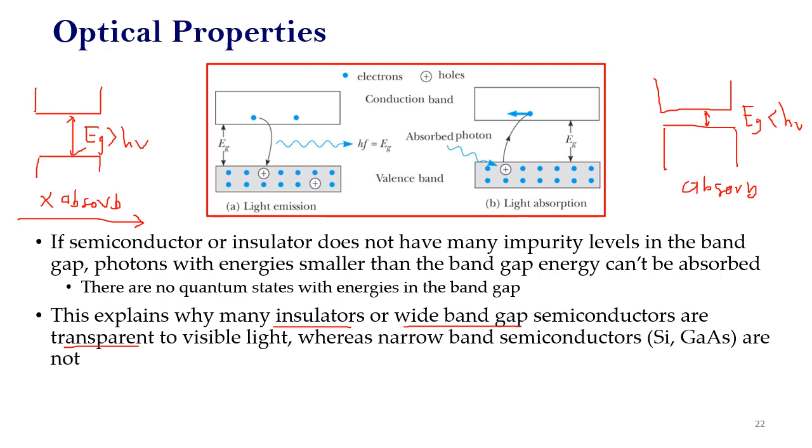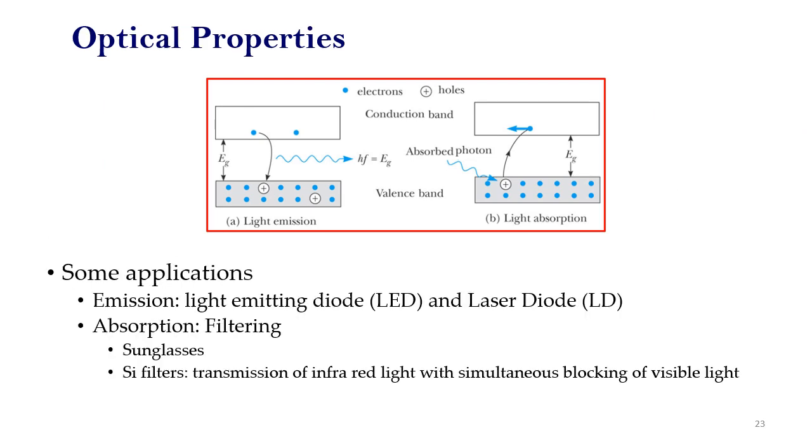While for narrow band gap semiconductors, the light will be absorbed, so it will not become transparent compared to these wide band gap semiconductors or insulators. Some applications of these optical properties: for emission, light emitting diode LED and laser diode LD. Absorption for filtering, for example sunglasses, they use silicon filters, so they will transmit only infrared light with simultaneous blocking of the visible light. We are using the silicon filters.